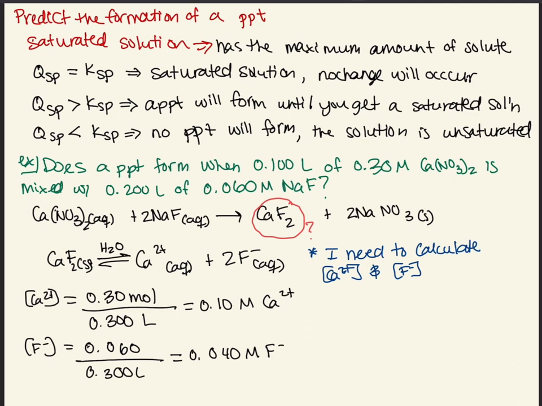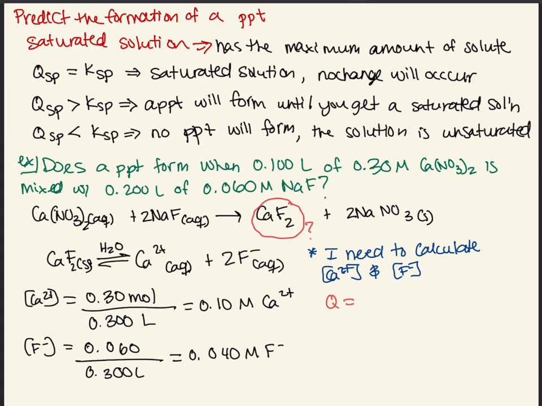So now I can calculate Q. We're going to calculate it in the exact same way that we would calculate our KSP. So we will get 0.10 times 0.040 squared. So QSP is equal to 1.6 times 10 to the negative 4.